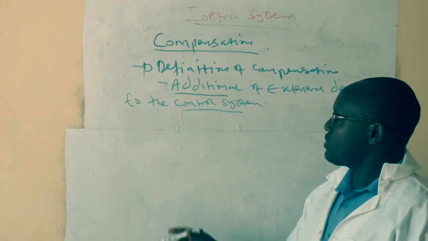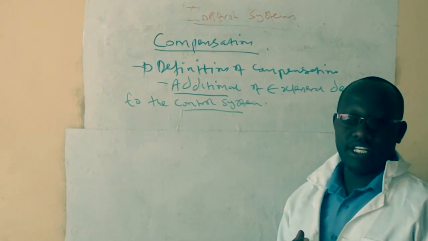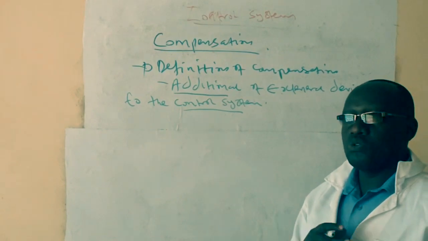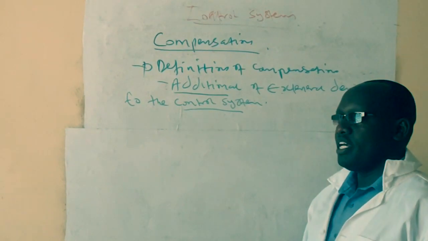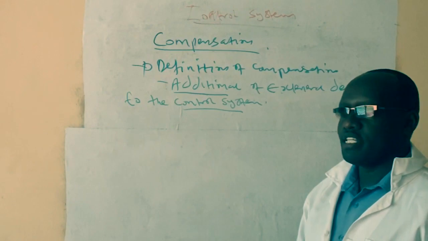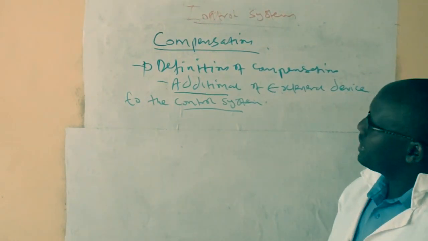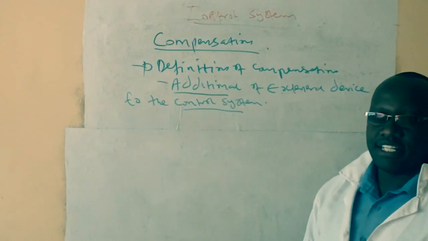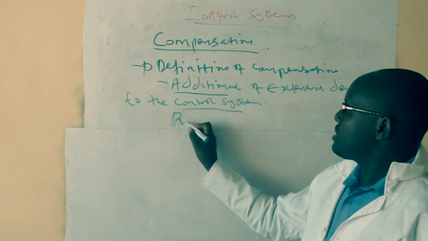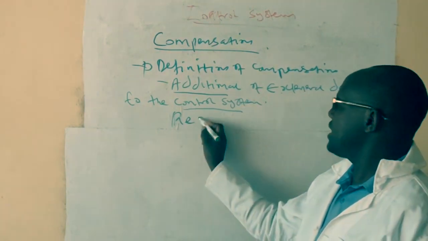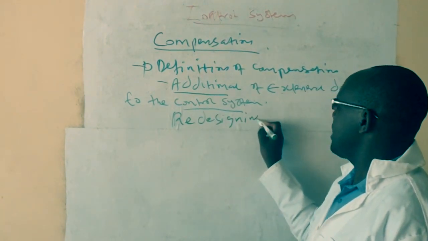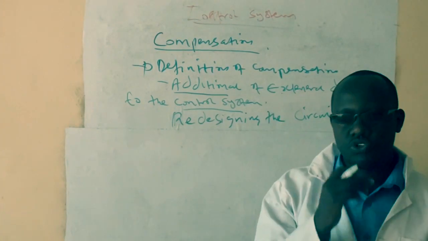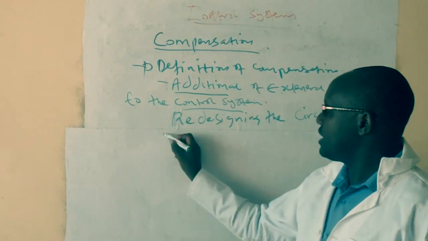So what is the importance of doing compensations? Why do we do compensations? We do compensations because we want a system which is very stable at all times, a system which is very accurate, and which cannot fail. To ensure that, we need to consider redesigning the circuit. So compensation can also be defined as redesigning the circuit.